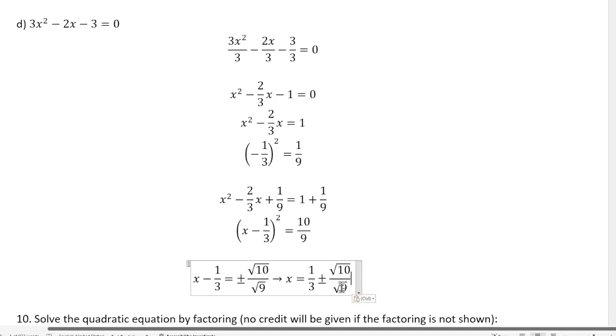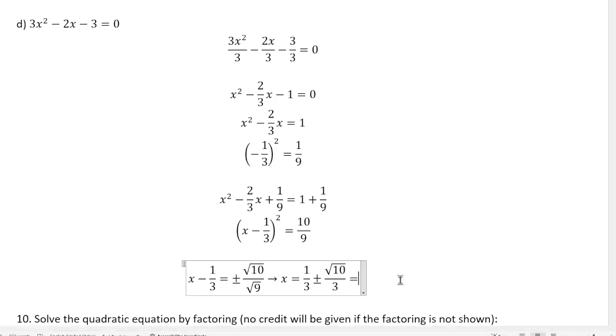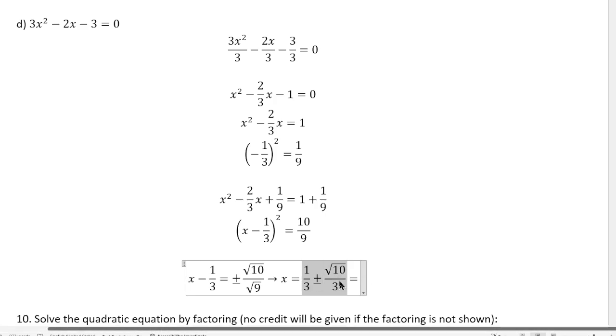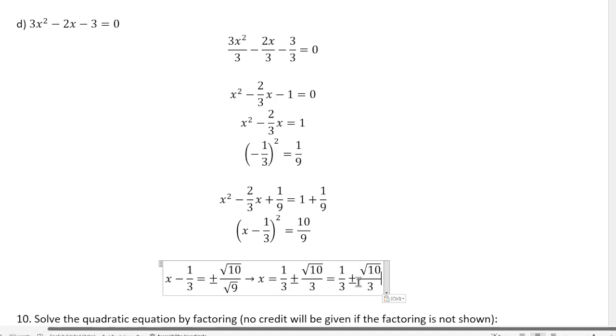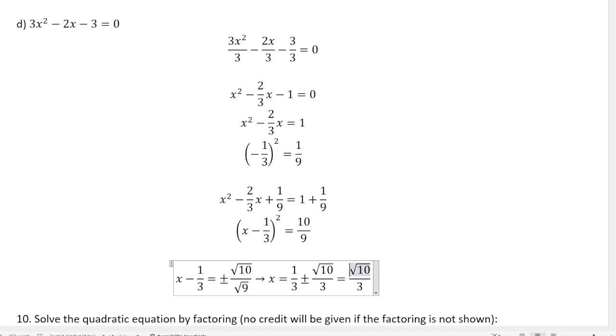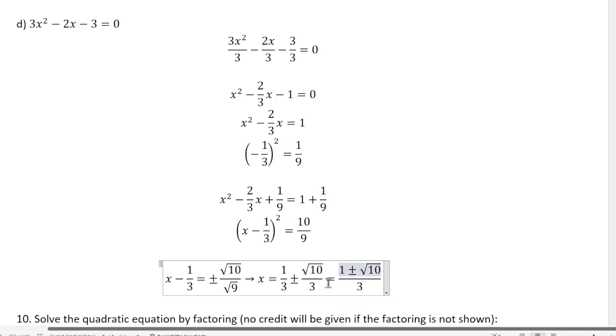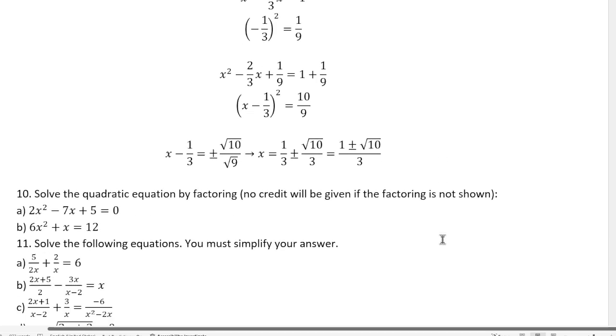But what is the square root of 9? That's 3. So you just have 3. And we should write this as 1 plus or minus the square root of 10, over 3, to save space, okay? To simplify. So you have 1 plus or minus. So that's the final answer.